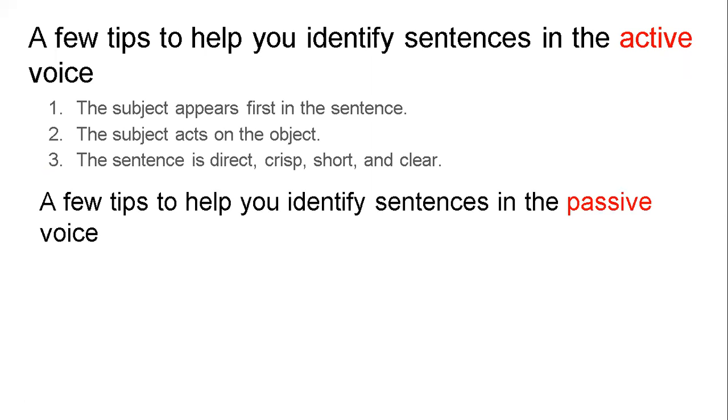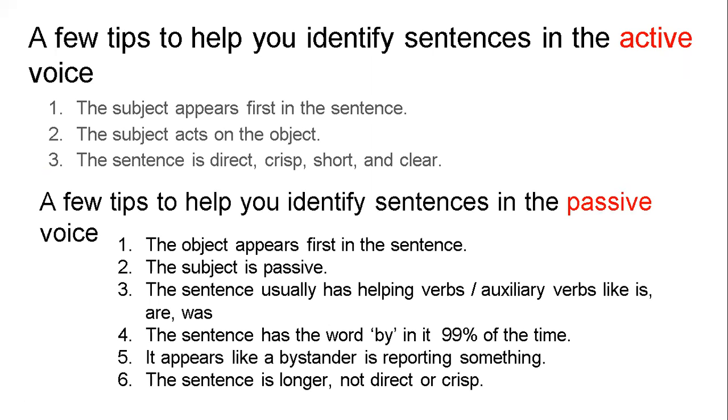A few tips to help you identify sentences in the passive voice now. There are quite a few tips. Are you ready? 6 tips for you to remember. If the sentence is written in the passive voice, the object appears first in the sentence. Object and then subject. The subject is passive. The sentence usually has helping verbs or auxiliary verbs like is, are, was, were in it. Okay? The sentence has the word by in it 99% of the time. That 1% you don't really need to worry about.